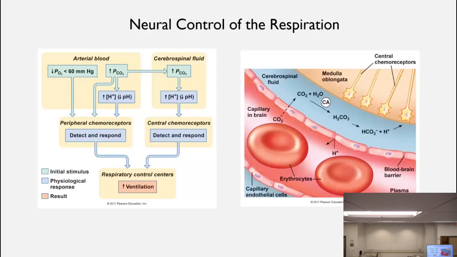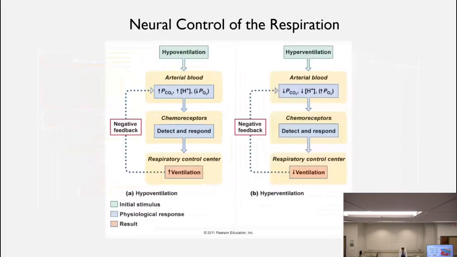And here we have exactly the same. It's the CO2 moving into the cerebrospinal fluid. The hydrogen is being stopped there by the tight junctions between the cells, the blood-brain barrier. And the CO2 combines with water, forming carbonic acid, and this is detected by the central chemoreceptors.